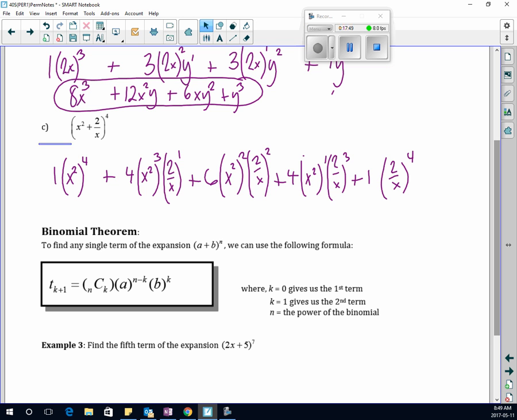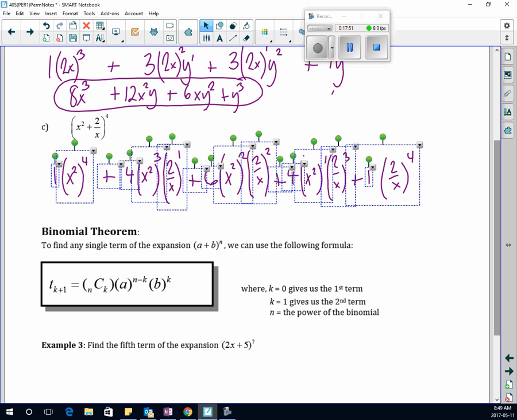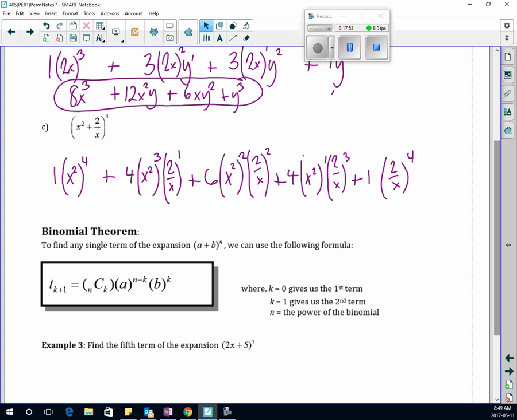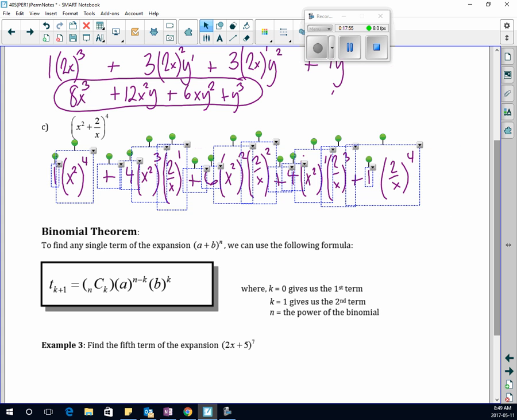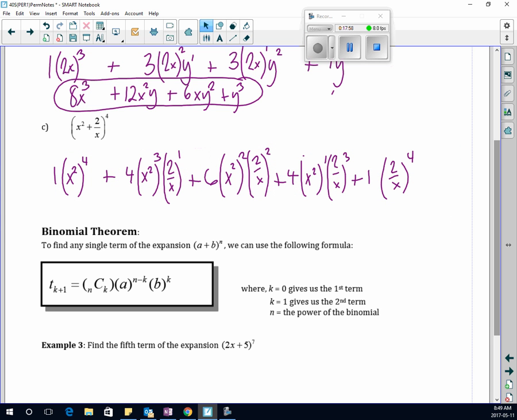Okay, I'm going to actually move this up because I'm going to run out of room here. Okay, so now we're going to simplify this. Why is this not letting me do that?